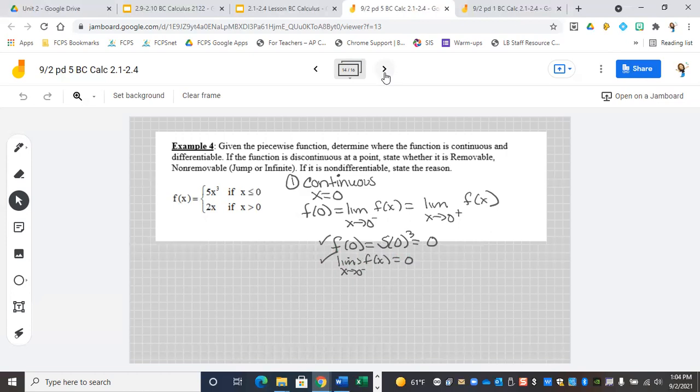So the last thing I have to do is find the limit as x approaches 0 from the right. So I'm going to plug 0 into the second part of my piecewise function, so 2 times 0, 0. So is this function continuous at x equals 0? Yes. Can I automatically assume it's differentiable? No.